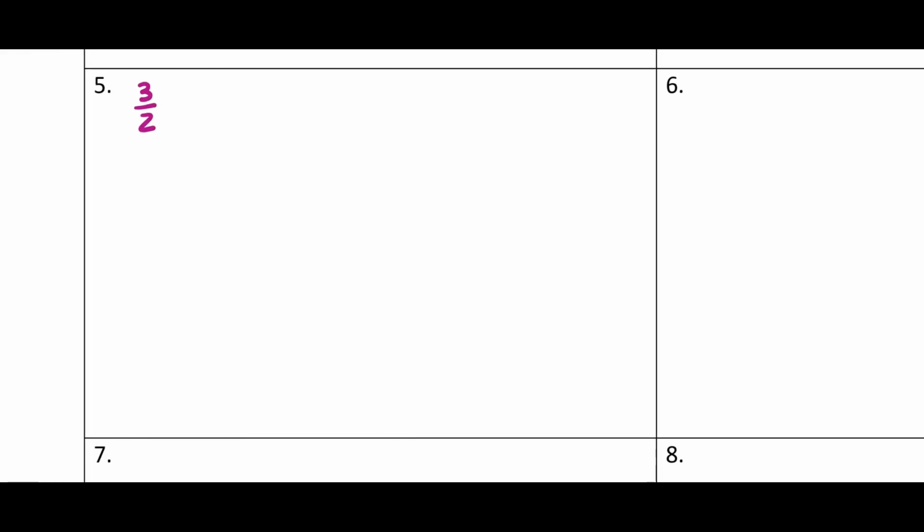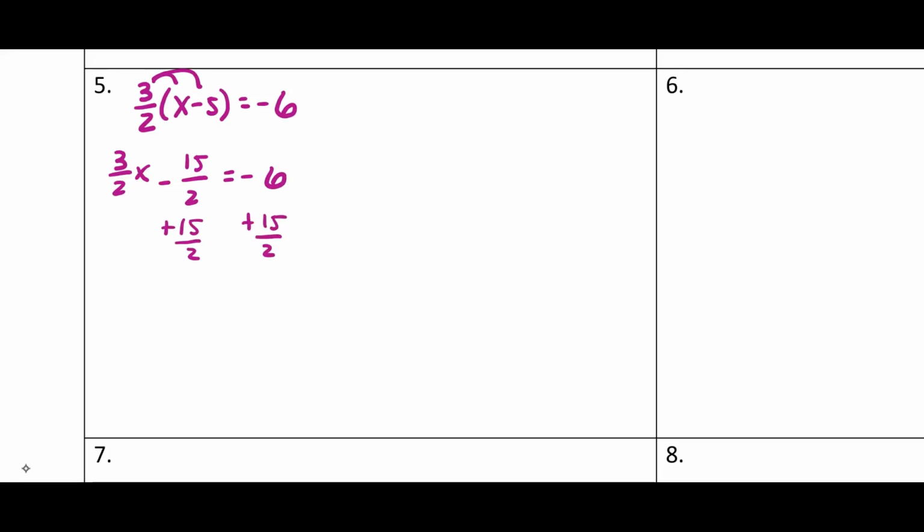3 halves times x minus 5 equals negative 6. Now, most likely your first instinct is to distribute this, so we will do that first. So we're going to have 3 halves x minus 15 halves, which equals negative 6. So then we would add 15 halves to both sides. Or maybe you might get rid of the fractions first. It's kind of your call.